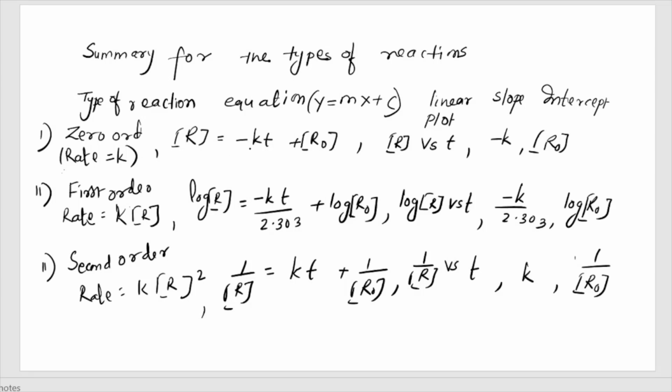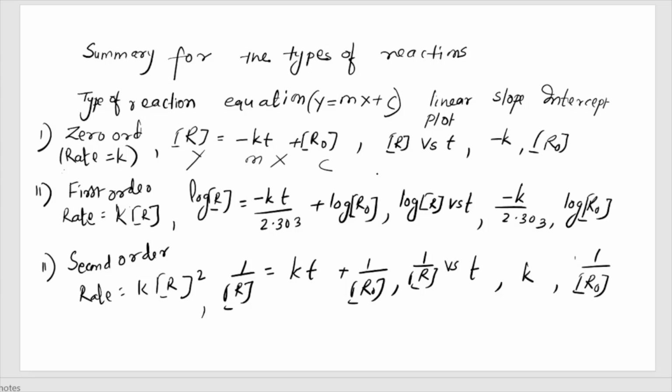So R equals minus KT plus R0. What is the meaning? This is Y, this is MX, and this is C. So the graph you are drawing is a plot of R versus time. Here the slope is minus K, because the M value is negative, and the intercept is R0. It is clear, already explained so many times. I hope in summary you recollect all the knowledge of zero order reaction.